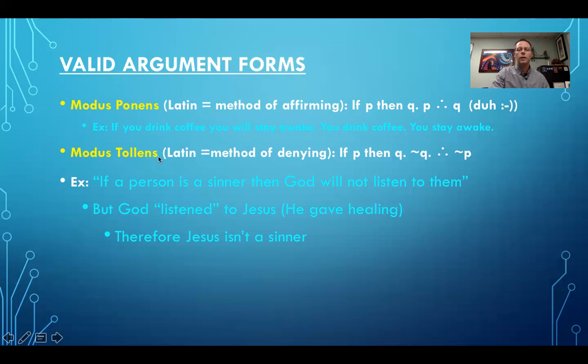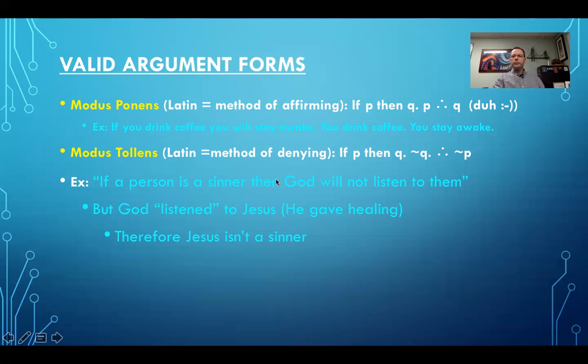All right, modus tollens is, in Latin, the method of denying. It simply says, if P then Q, not Q, therefore not P. That should be really familiar to you because that essentially is making use of the contrapositive as a logical equivalent. So for free, we know the contrapositive of if P then Q is if not Q, then not P. So this is similar to modus ponens.